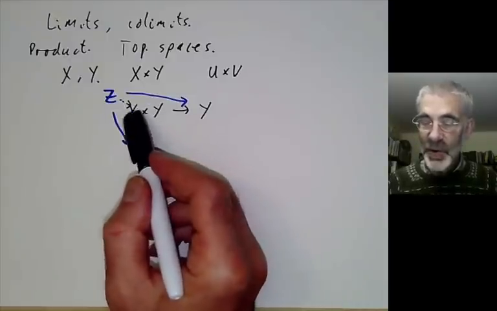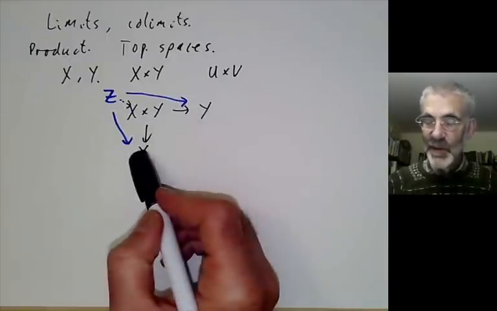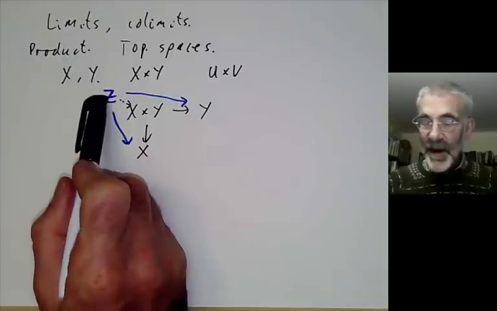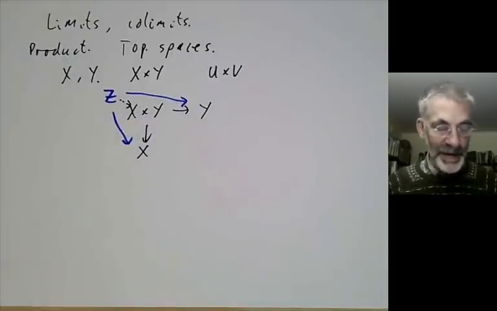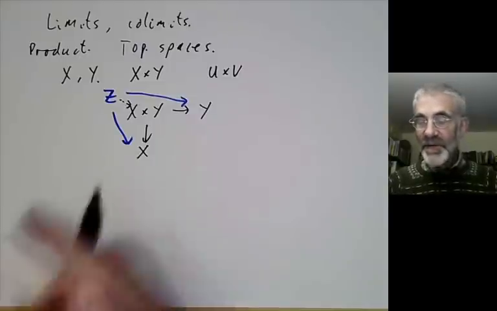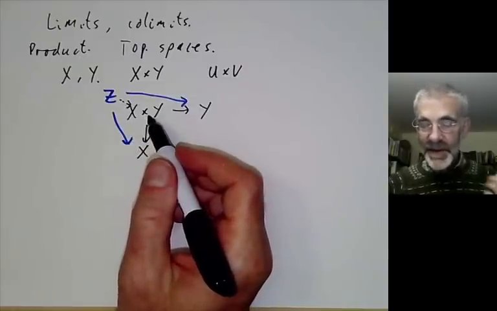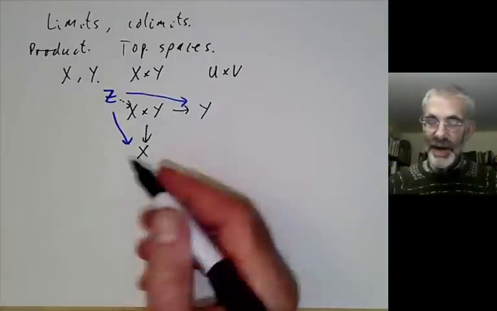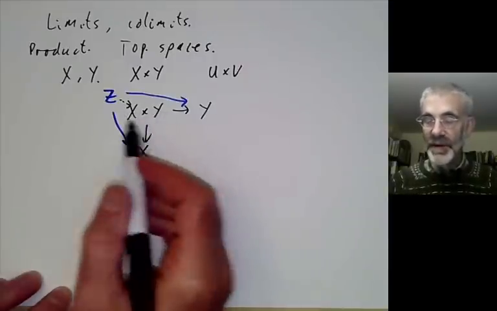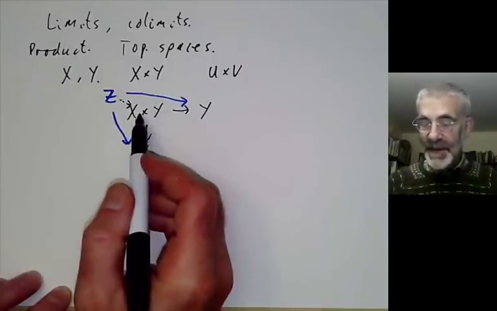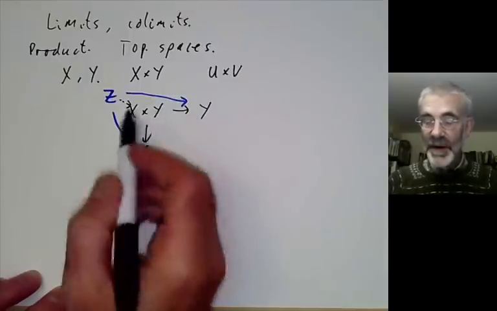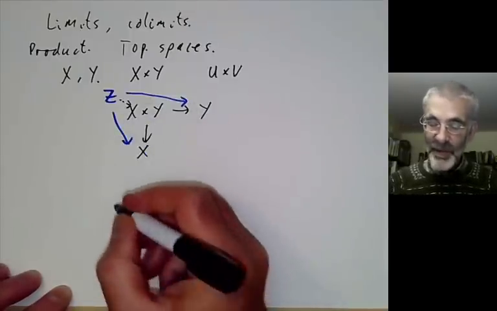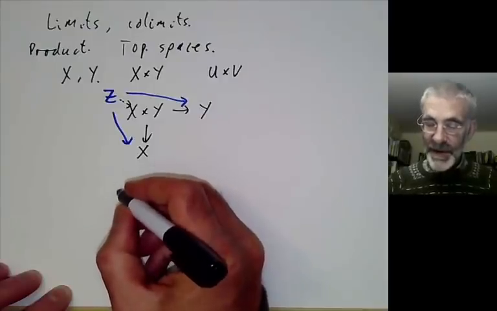It's a sort of universal object mapping to X and Y, in the sense that for any other object mapping to X and Y, there's a unique map factoring through it. Well, the first problem you might notice is that this doesn't actually define the product uniquely, because there can be lots of different topological spaces acting as the product. In fact, anything isomorphic to X times Y will also be a product. Fortunately, the product is actually unique.